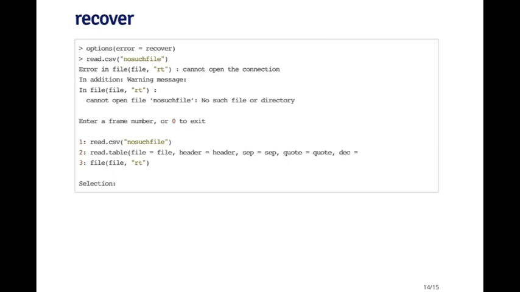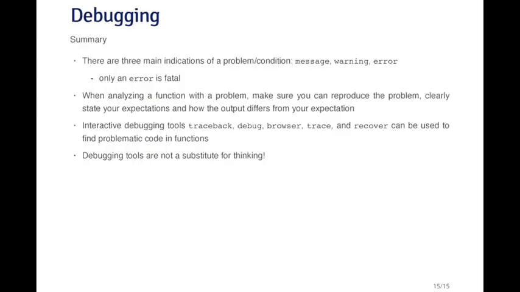Okay. So just to summarize really quickly, there are basically the 3 main indications of some sort of problem or condition: the message, warning, and error, and of the 3, only the error will stop execution of the function. When you're analyzing a function that you think has a problem, make sure you can reproduce that problem, and make sure you can articulate what your expectations are and how the output differs from what you were expecting, or I'd like to say, what you were expectating.